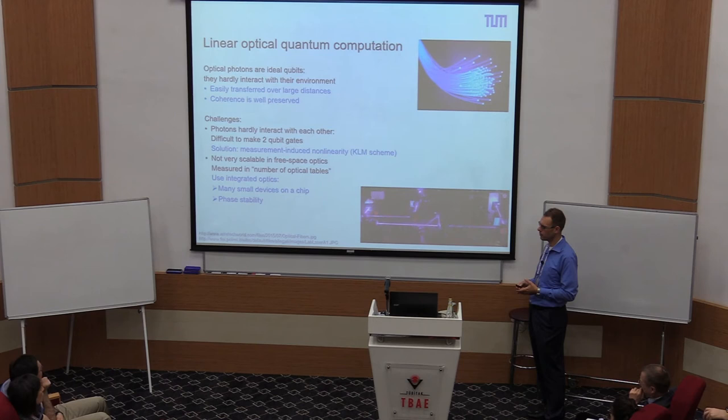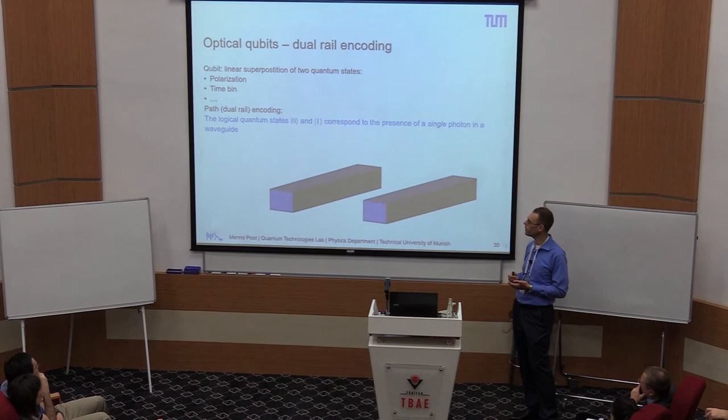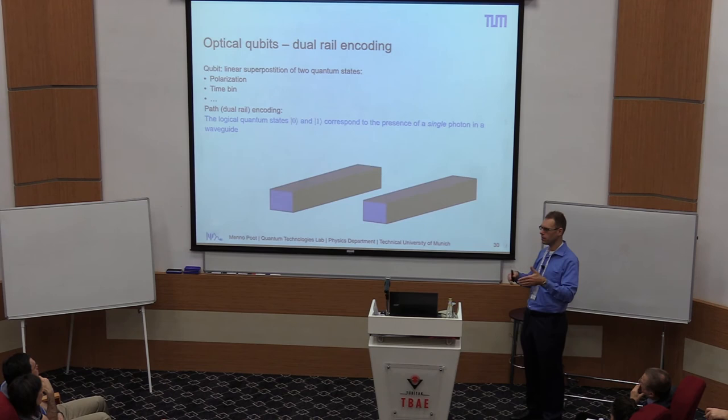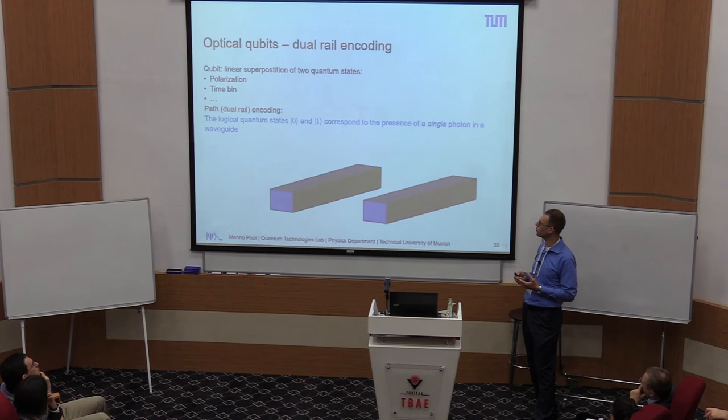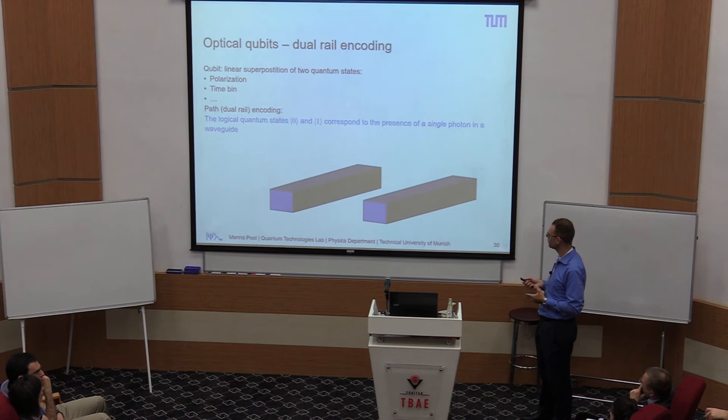So how does that work? Well, of course, as I said, optical photons are ideal qubits. So how do we encode quantum information on there? And there are many different ways. You can encode in the polarization of the qubit. You can use time bin: is the photon arriving now or a little bit later? In the energy, the presence of a single photon or no photon. But in our case, when we use these waveguides, the most logical one is the so-called path encoding. And in this case, the logical quantum state 0 and 1 corresponds to the presence of a single photon in a waveguide. So here we see two waveguides, and now if we send a single photon in here, we say that's our state 0. If we send it in here, then that's our state 1.